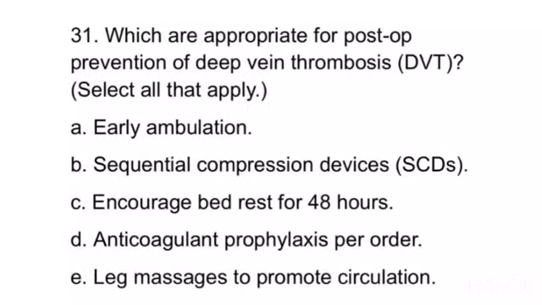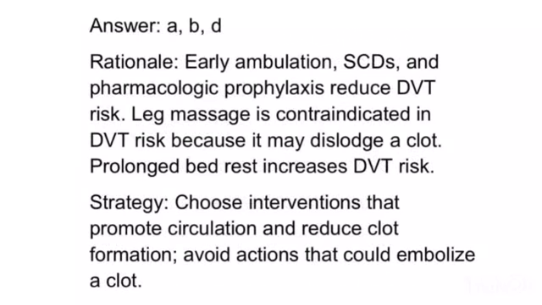31. Which are appropriate for post-op prevention of deep vein thrombosis, DVT? Select all that apply. A. Early ambulation. B. Sequential compression devices, SCDs. C. Encourage bed rest for 48 hours. D. Anticoagulant prophylaxis per order. E. Leg massages to promote circulation. Answer: A, B, D. Rationale: early ambulation, SCDs, and pharmacologic prophylaxis reduce DVT risk.